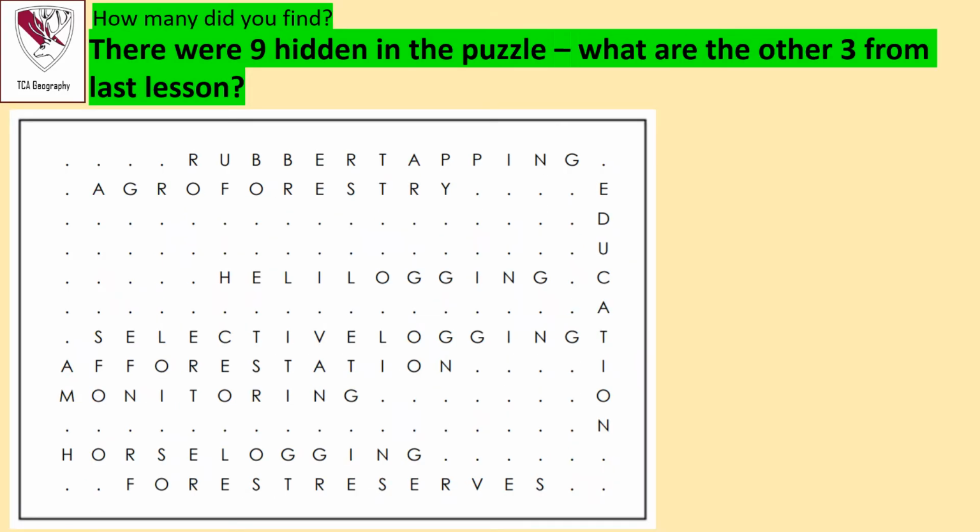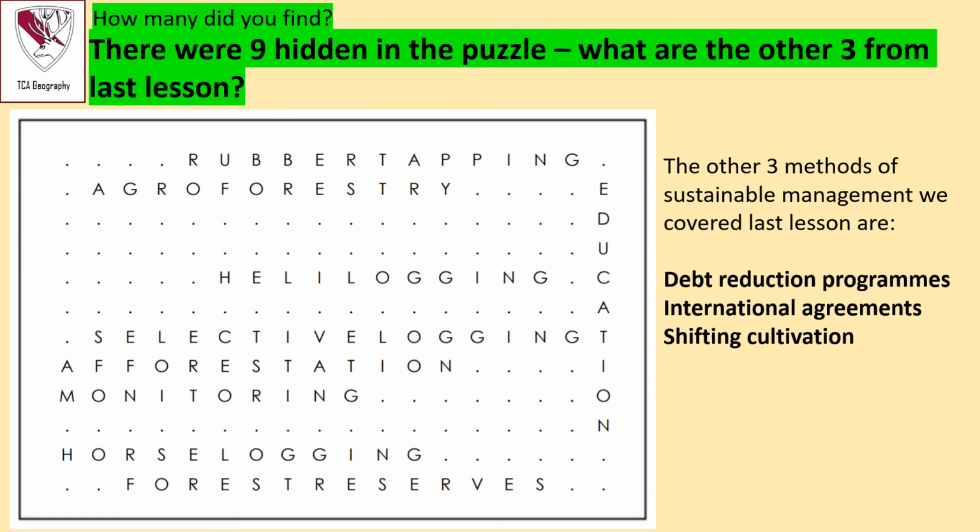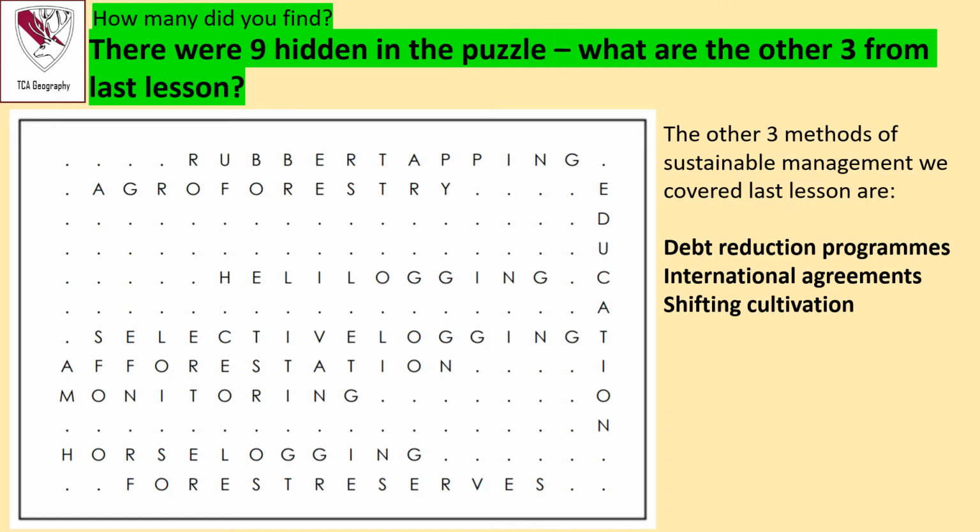How many did you get? There's 9 in the puzzle. What are the other 3 from last lesson that you might have been looking for? They were debt reduction programs, international agreements, and shifting cultivation.